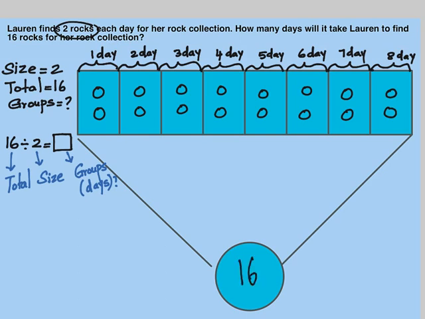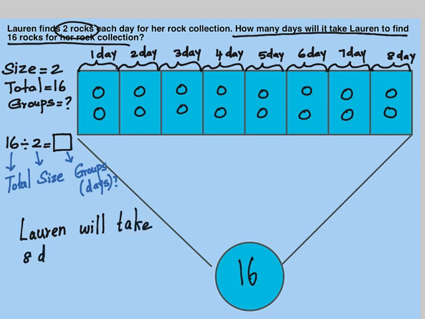Now let us do the statement. The statement for this question will be, Lauren took, or you can write, we have to restate the last question. How many days will it take Lauren to find 16 rocks for her rock collection? So Lauren will take 8 days to find 16 rocks, period.